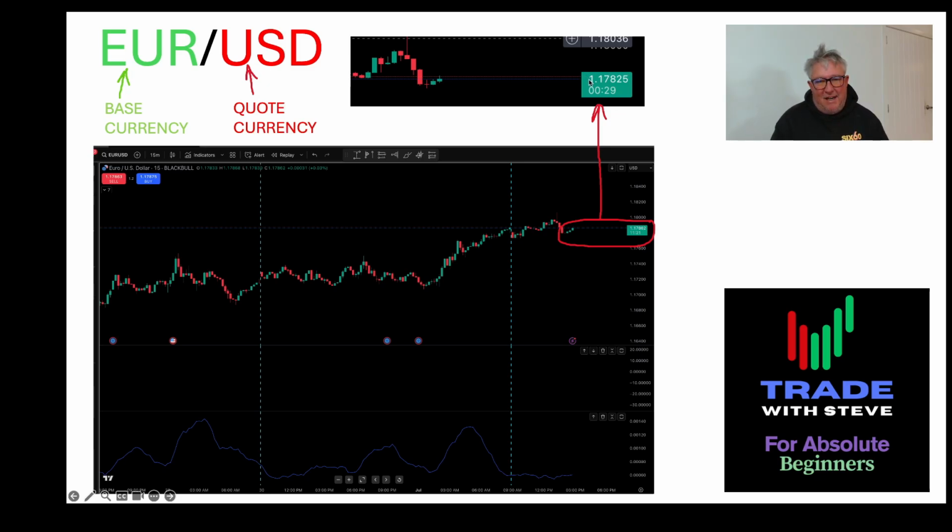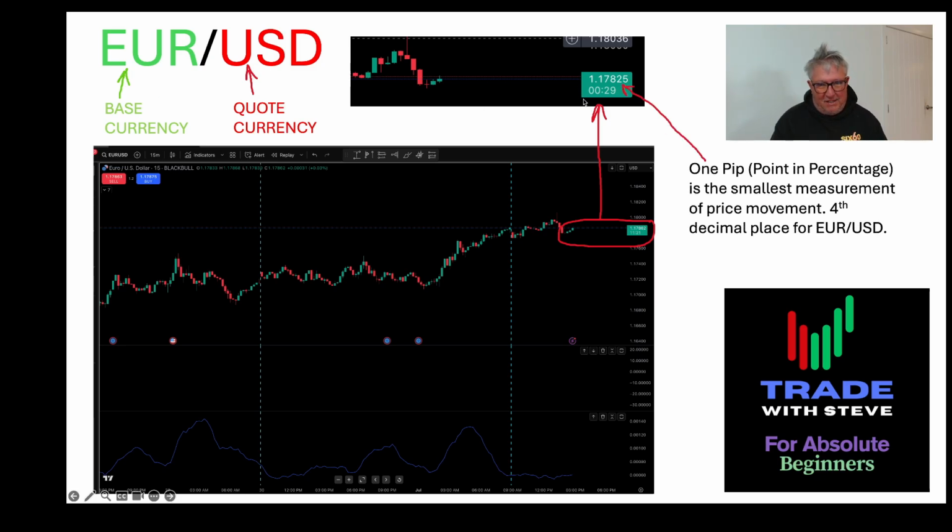This is how many US dollars we would have to pay to buy €1. So we'd have to pay $1.17825 American dollars to buy €1. So we trade these against each other. If the euro goes up in price, we will make money. If the US dollar goes down in value while we're buying, we'll also make money. So it's a trade-off between the two currencies.